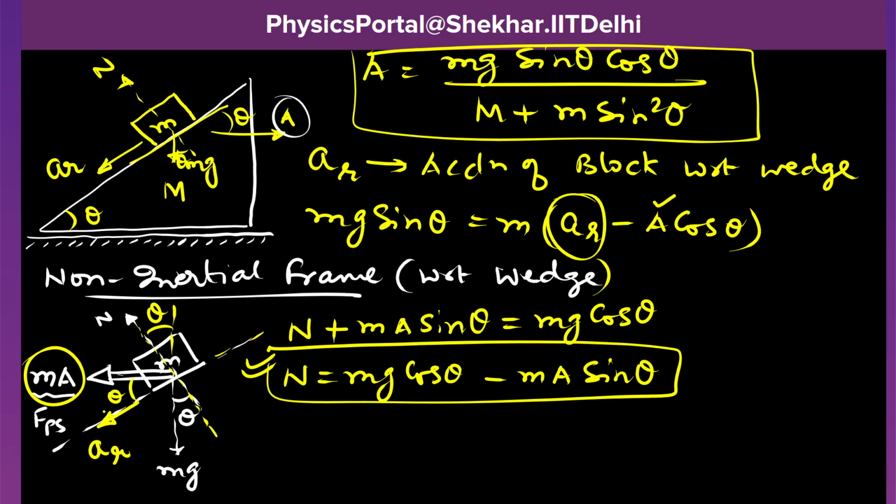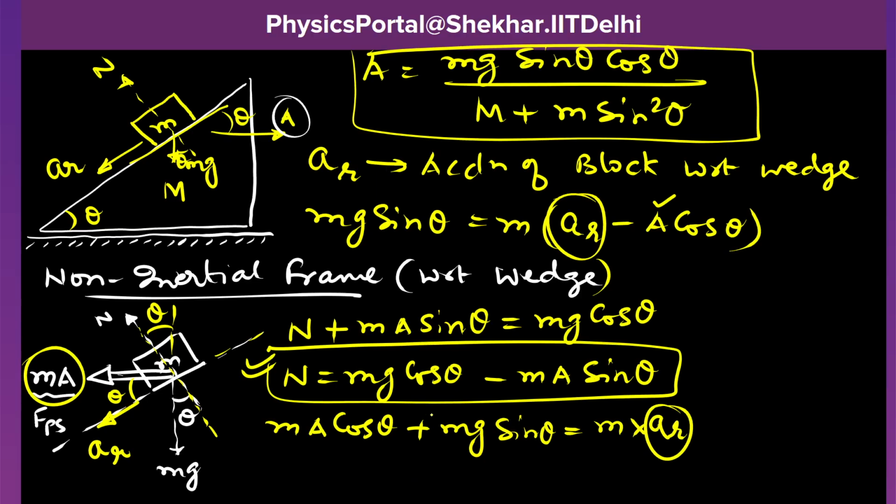Similarly, if we want to calculate AR, then resolve the component along the inclined surface. N will not have any component, so it will be ma cos theta plus mg sine theta is equal to m into AR. So from here we can find out AR. If you see this expression, mg sine theta is equal to m times AR minus A cos theta. They are the same. I hope this is clear.